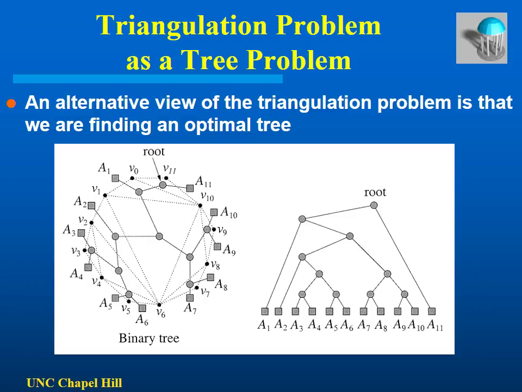But let's go back to this tree interpretation of the triangulation, the so-called dual graph. Each triangulation will have a different dual graph. And so an alternative view of the triangulation problem is that we're trying to find the optimal dual graph. That is to say, the optimal tree formed as described.